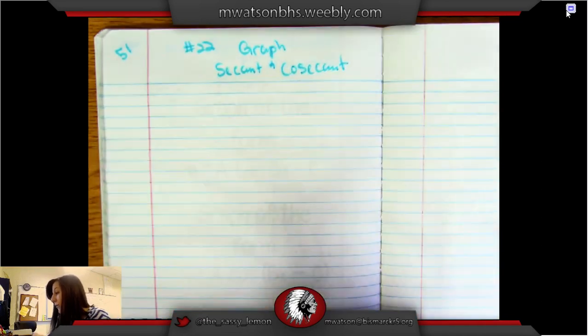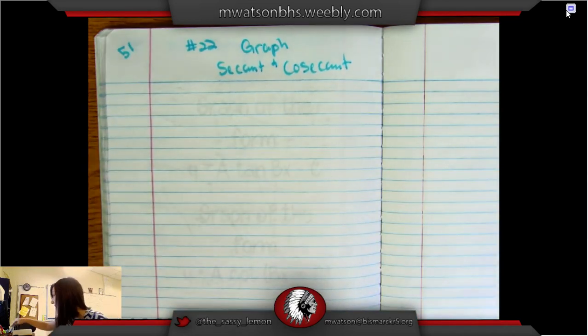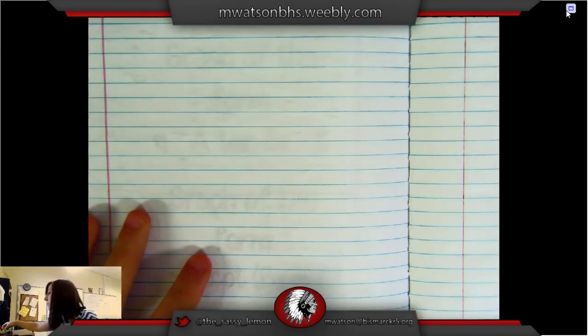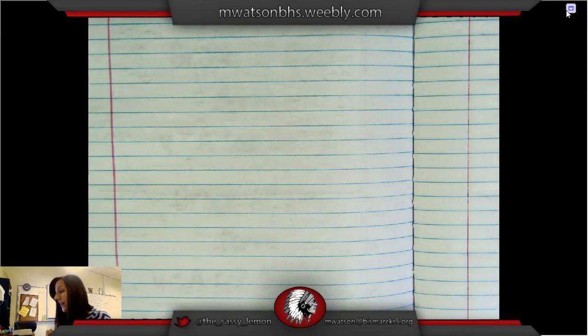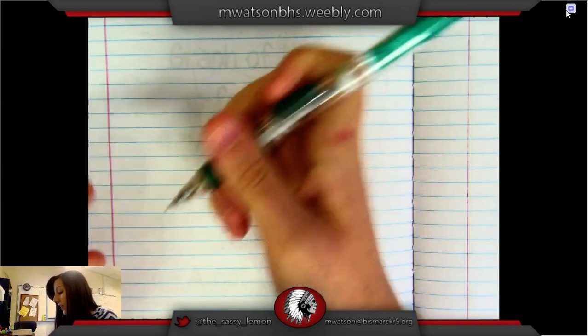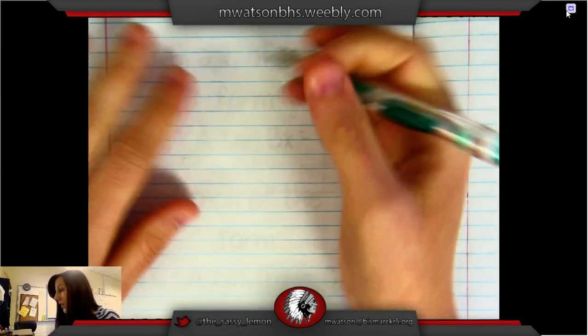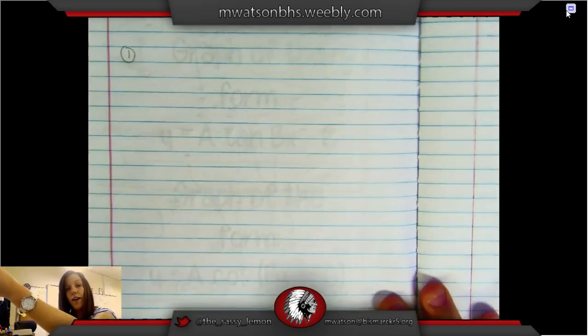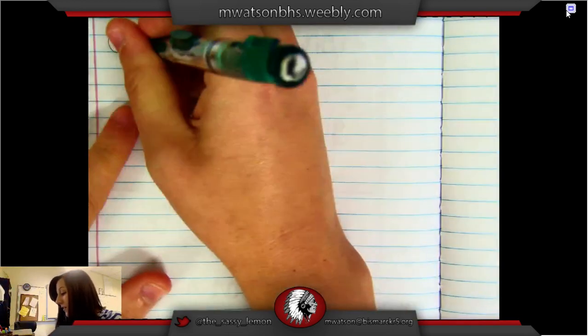And I didn't give you a foldable today because there's not really a reason. We're just going to write down some steps, and then I'm going to show you a diagram at the end. So to graph secant and cosecant, you're going to first of all graph the reciprocal function.